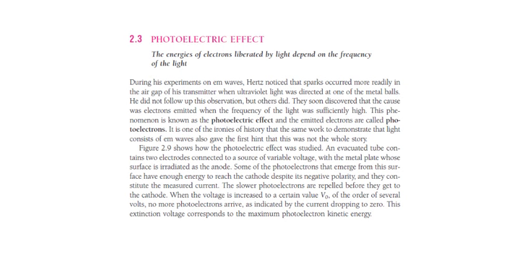It was also observed that slower photoelectrons are repelled before they get to the cathode. When you increase the voltage to a particular value, say V0, no photoelectrons are capable of arriving at the cathode and the photocurrent drops to 0. This voltage where no photocurrent is observed is called the extinction voltage, and it corresponds to the maximum photoelectron kinetic energy. As we look at the experimental setup, you will understand more about the photoelectric effect.